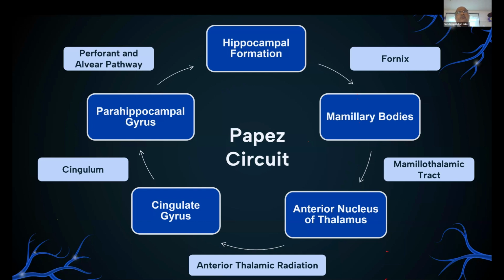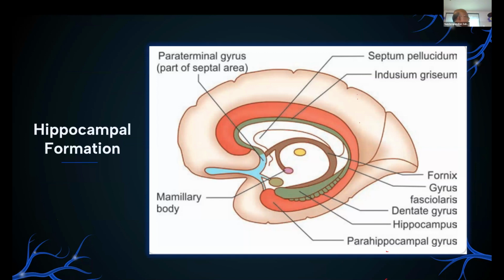So now there is a modified version of the PAP circuit. In that, the amygdala is also included. As emotion comes into memory, your amygdala is also included in the revised version of the PAP circuit. So here, I already told you this is the hippocampus.